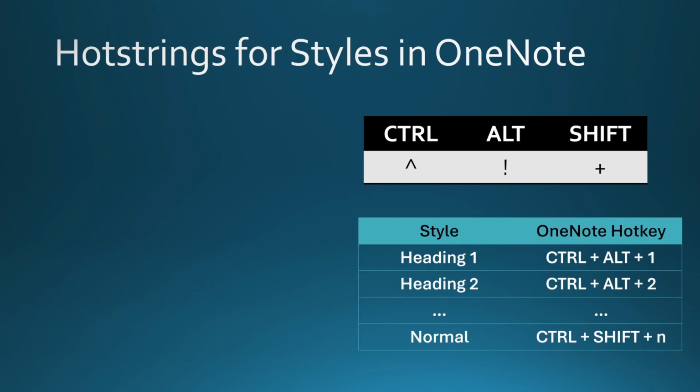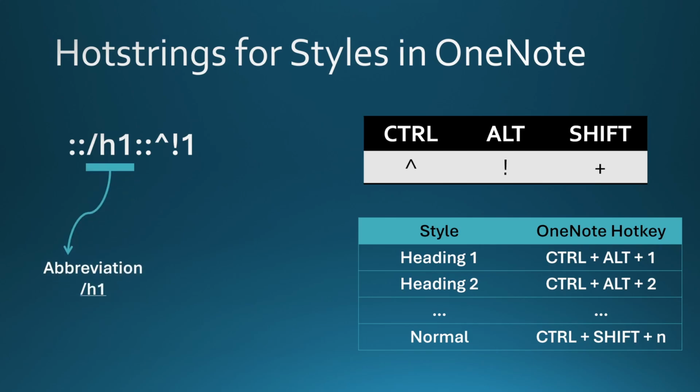Now that we know this, we can create our hot string for selecting styles in OneNote. Recall that OneNote's shortcut for the heading is Control-Alt-1. So we want to be able to create a slash command that sends Control-Alt-1. And here's our hot string defined. So our abbreviation section, we will type out /H1, and our auto replacement section, we'll replace that with Control-Alt-1 that will actually get sent.